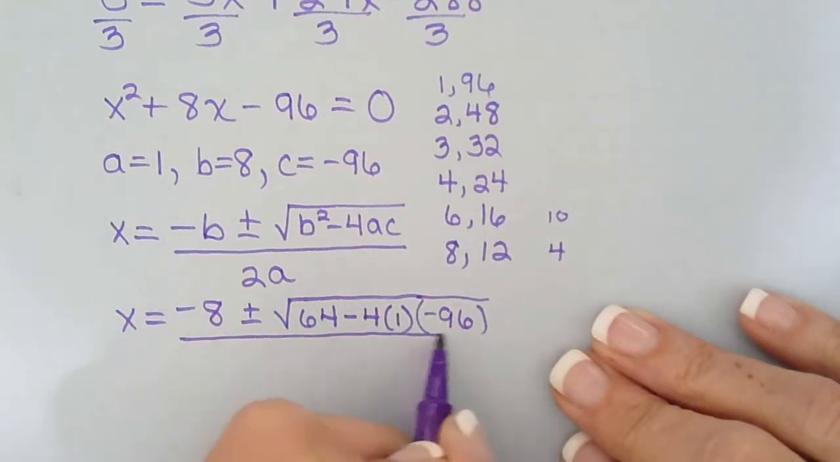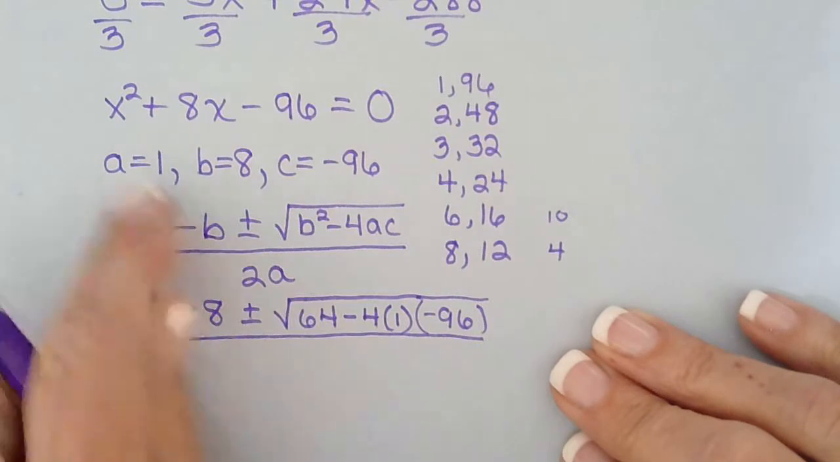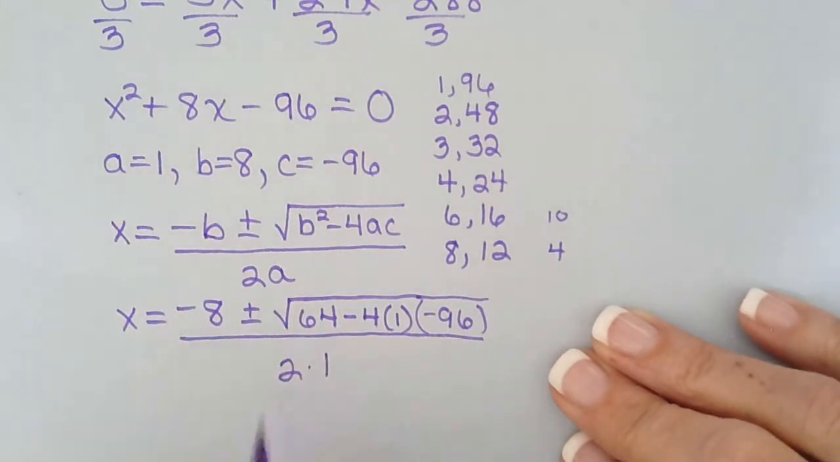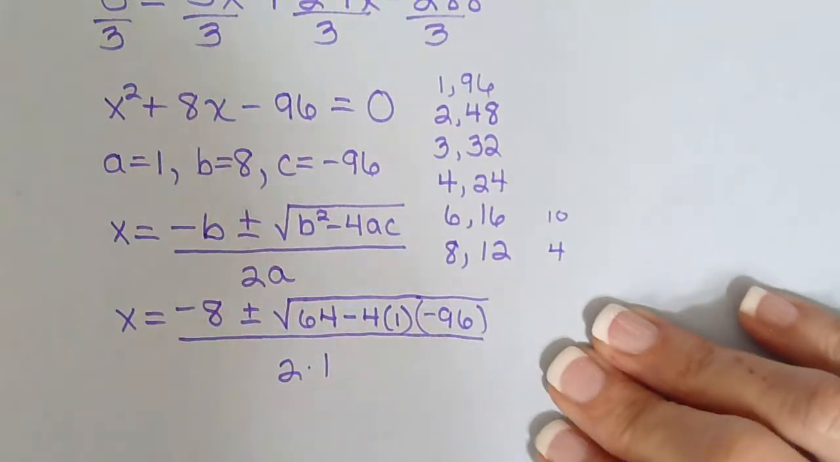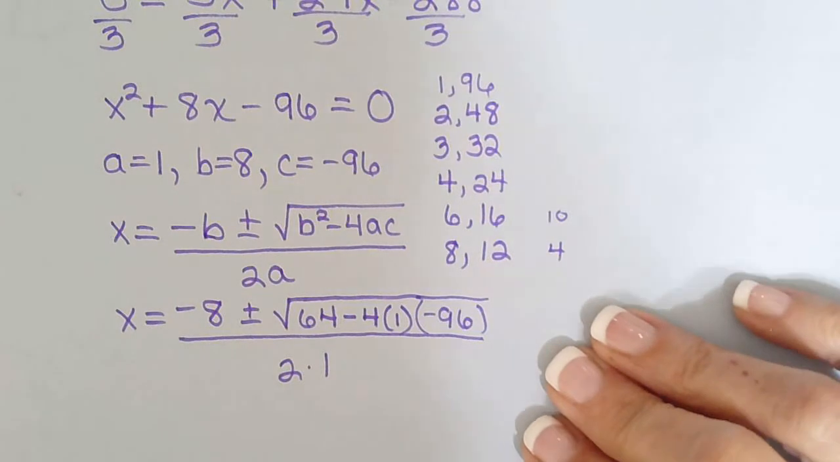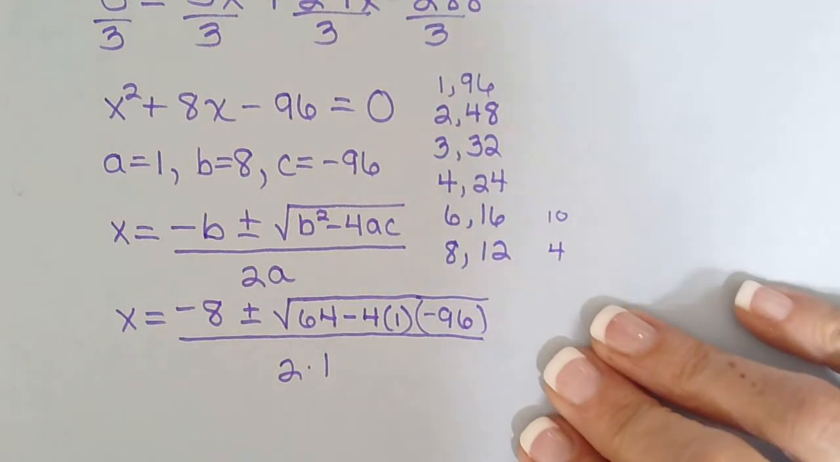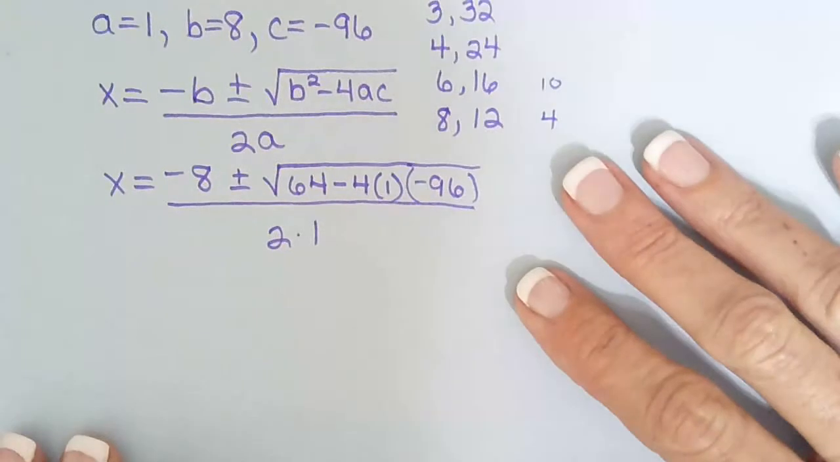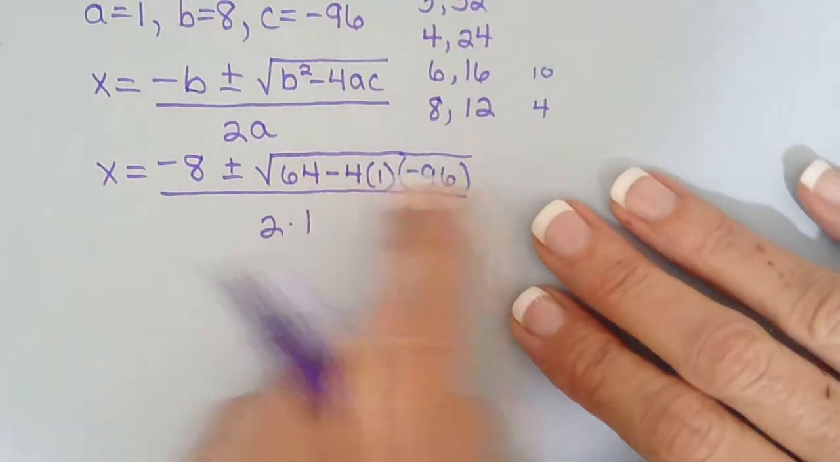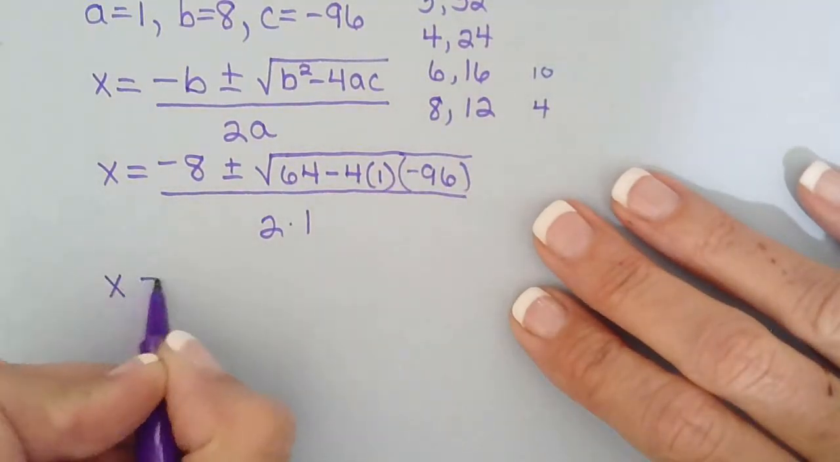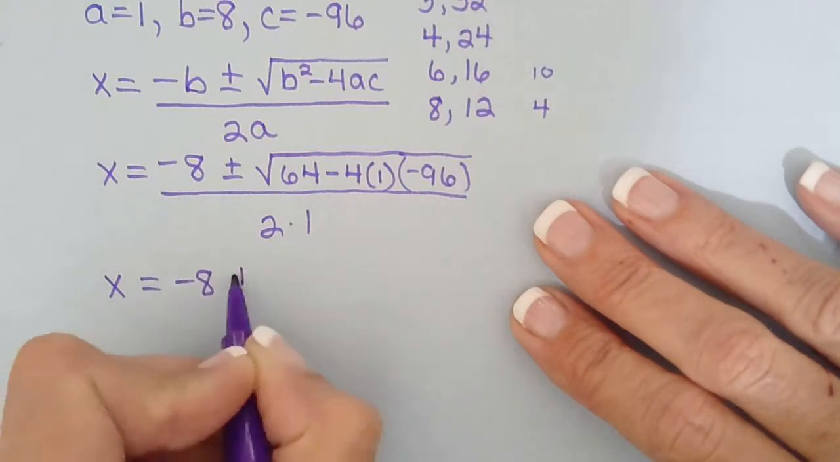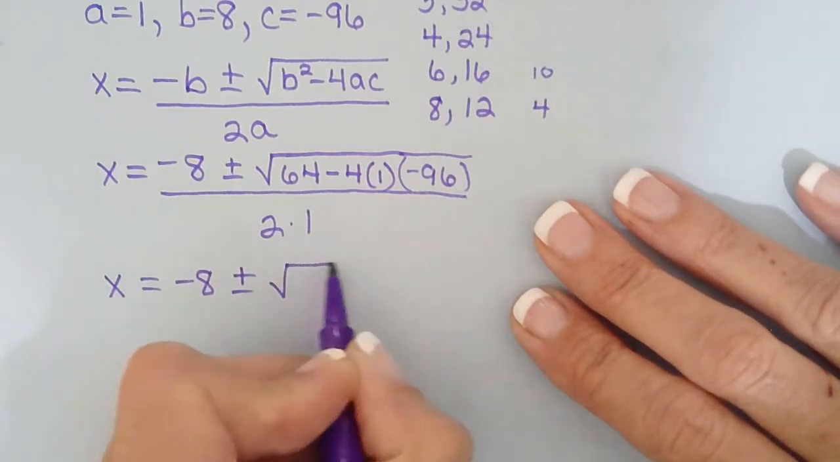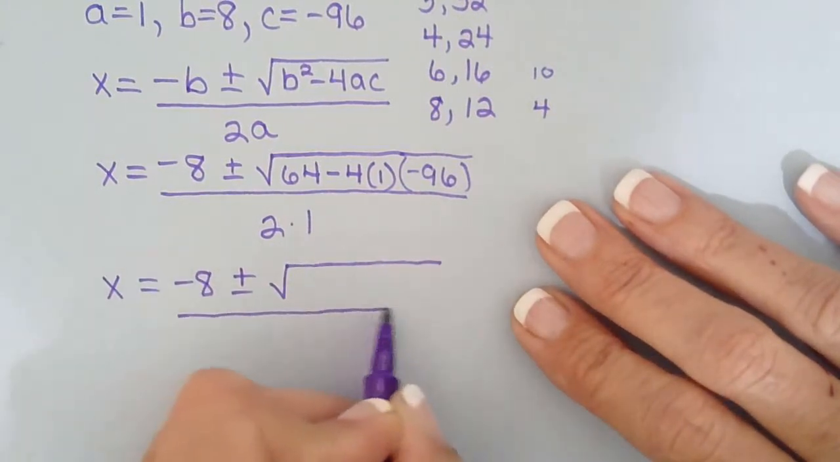All over 2 times a, which is 2 times 1. So this time, we don't have to simplify the radical, because this is a calculator problem, since it said round to the nearest tenth. So we do have to punch in the calculator and figure out what this is, but then we don't have to simplify the radical by finding pairs or anything, since it's calculator. So let's get it ready for the calculator.